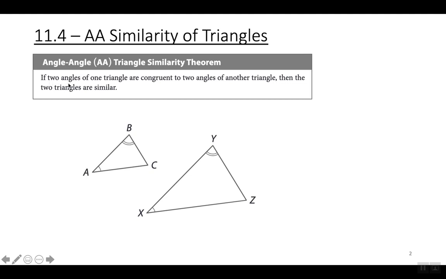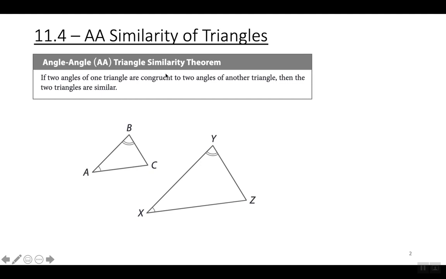It states that if two angles of one triangle are congruent to two angles of another triangle, then the two triangles are similar. The theorems that we're going to look at today are very similar to the ones that we already saw earlier in the year, which were called triangle congruency theorems. Those are for when two triangles are congruent, when they're exactly the same. But these theorems today are for when two triangles are similar, which means that their angles are going to be the same, but their shape could be bigger or smaller, and their sides are going to be proportional.